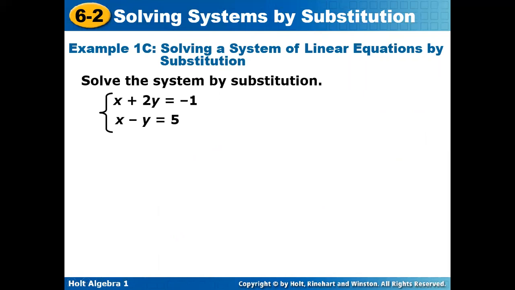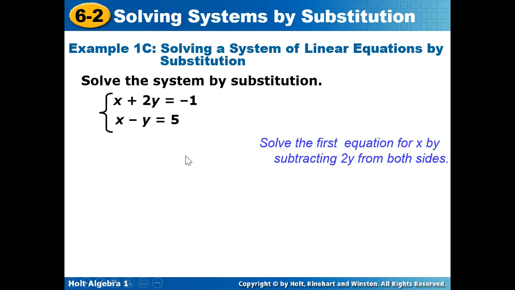All right, here we go. This one is a little more difficult, but not much. We are going to solve for one of our variables. It's easiest to solve for x, right?